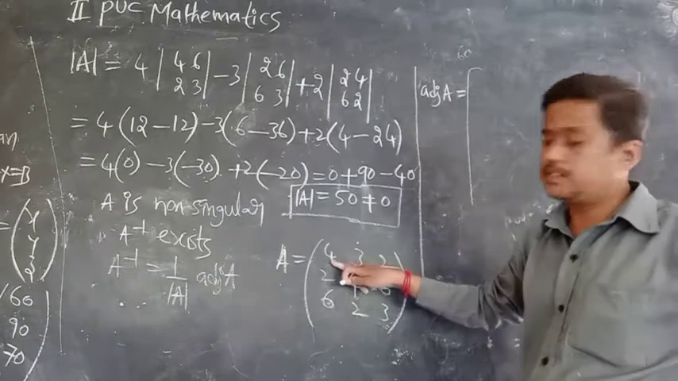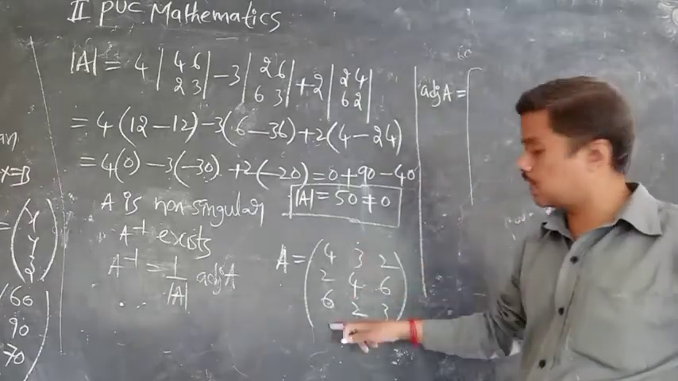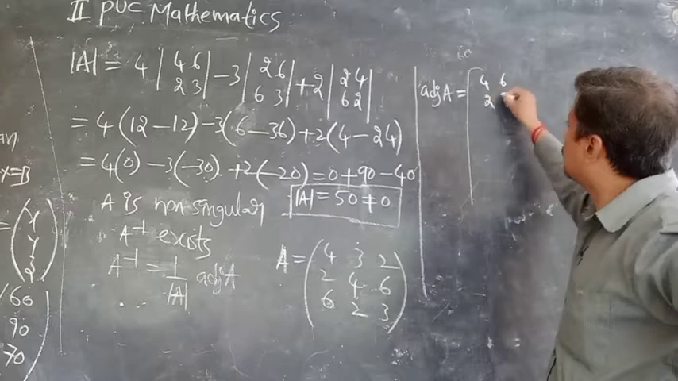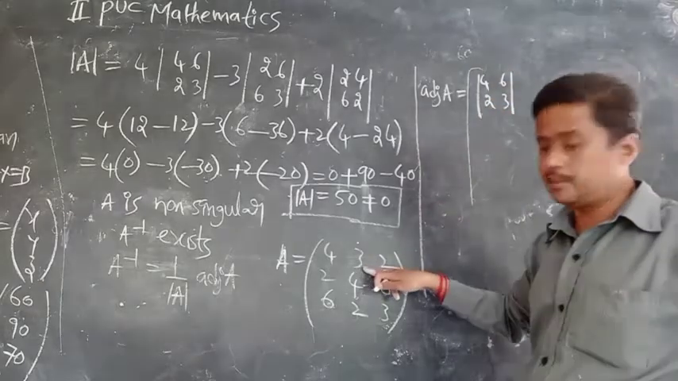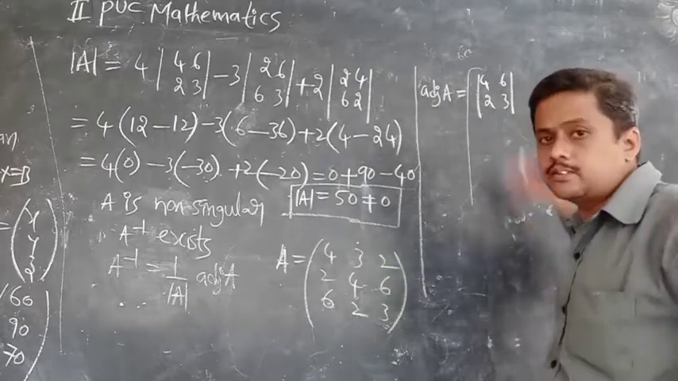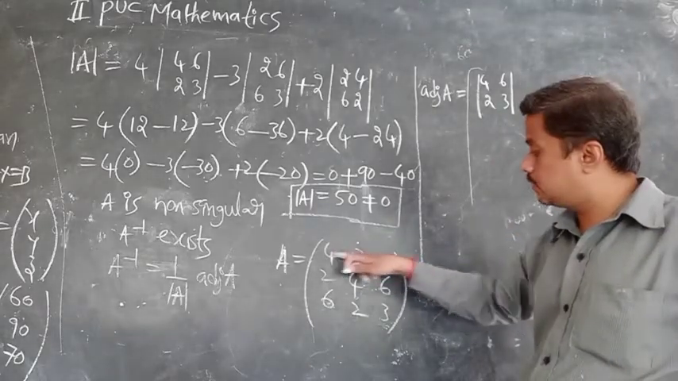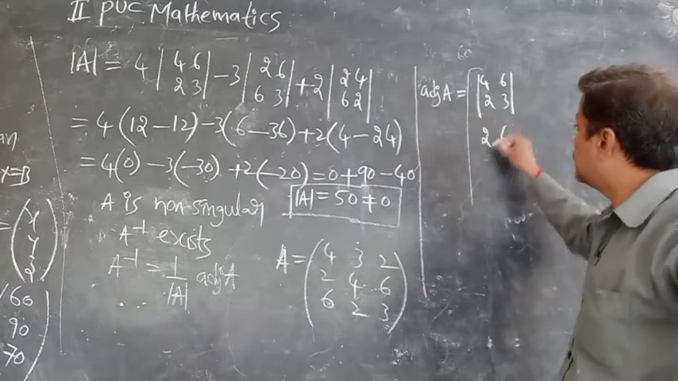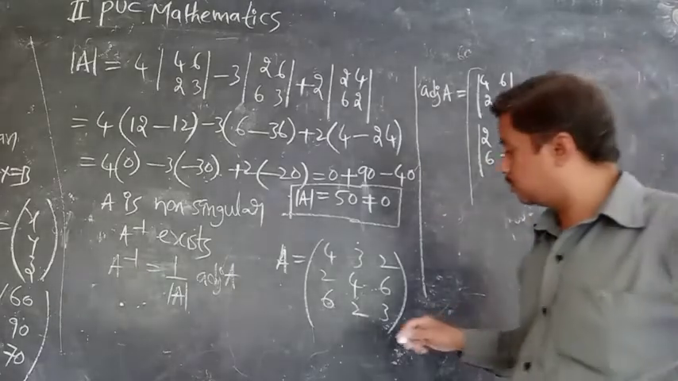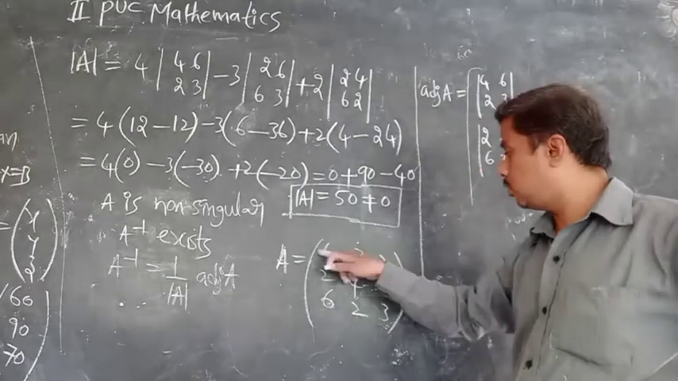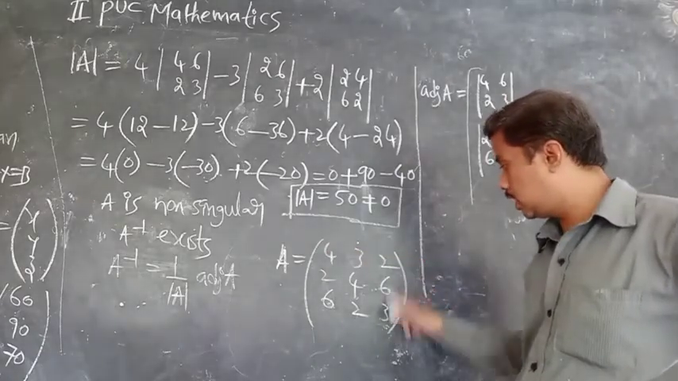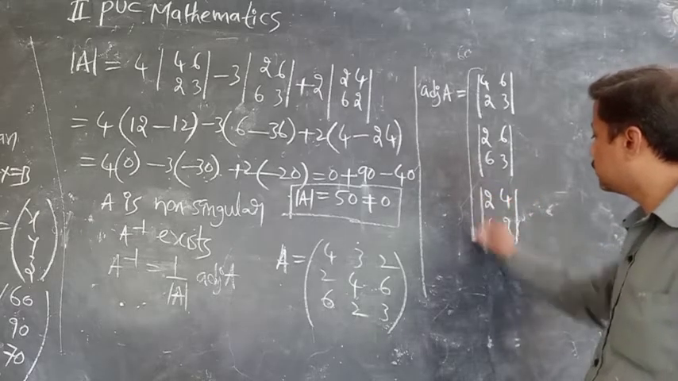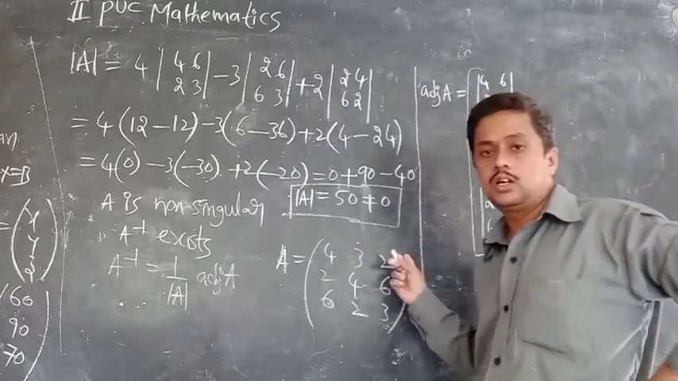4 is there. 4 lies in the first row, first column, so eliminate the first row and first column: 4 6 2 3. Next, the second element: the first row elements have to be written in the first column. 3 lies in first row, second column, so 2 6 6 3. Second one is over. Next, this 2: eliminate first row, third column: 2 4 6 2. Over.